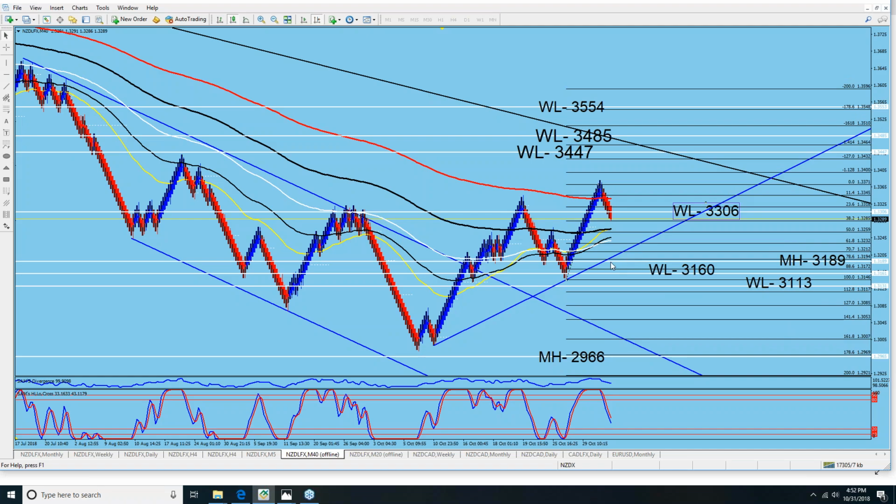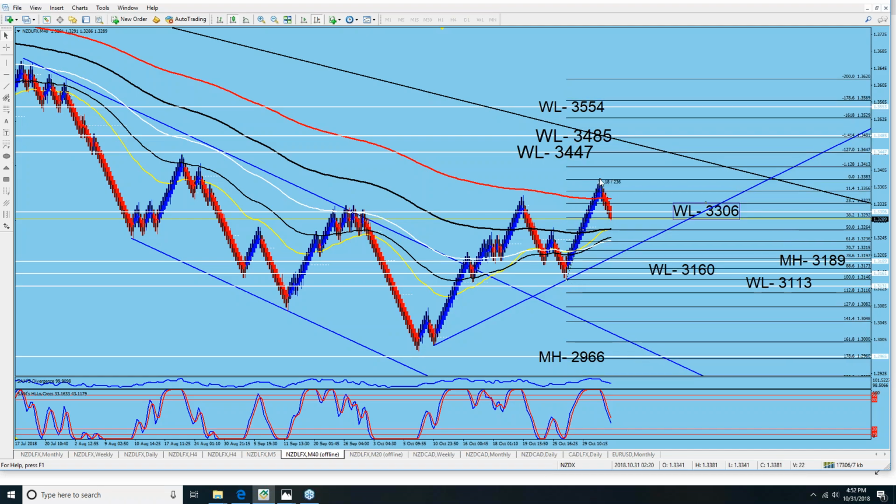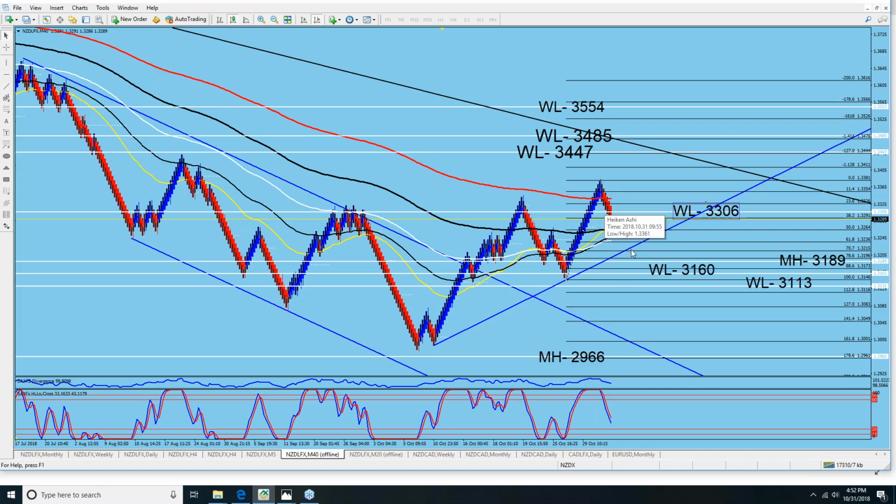Okay, so this is the area. 0.618 is right here. 0.707 is right here. So this is the area that I'm looking at that it may be coming down all the way. Anyway, so this is what the pound and the Newsy index are doing.